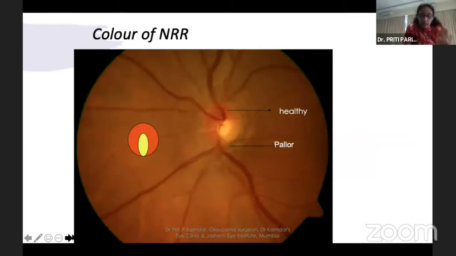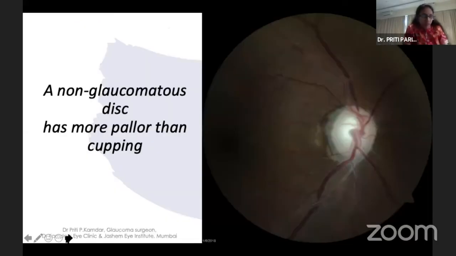Having identified the configuration of the neuroretinal rim, now let us go to the color. Most of the time a healthy disc has a nice reddish tinge, but the neuroretinal rim is not uniformly colored even in healthy eyes. Typically, neuroretinal rim destruction precedes pallor, and hence it is said that cupping is more than pallor in a glaucomatous disc, and the reverse is true in a non-glaucomatous disc. So, this is one disc where the patient had a sphenoidal ridge meningioma which caused the optic atrophy, and this is a disc which typically shows pallor more than cupping.